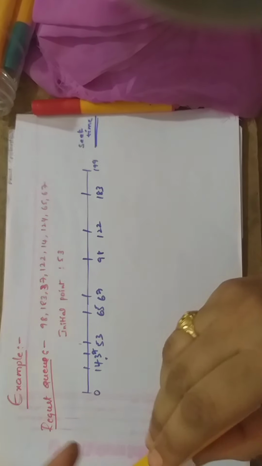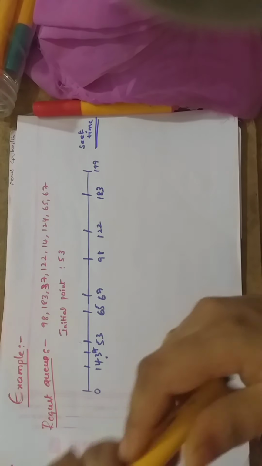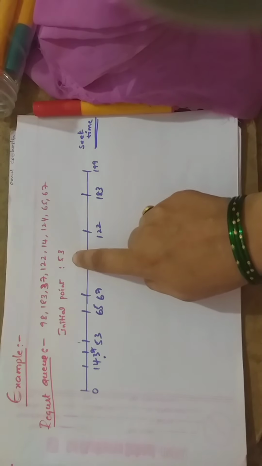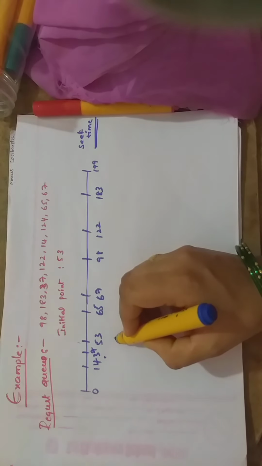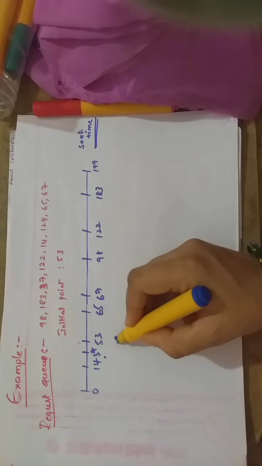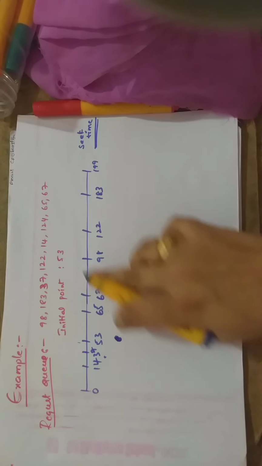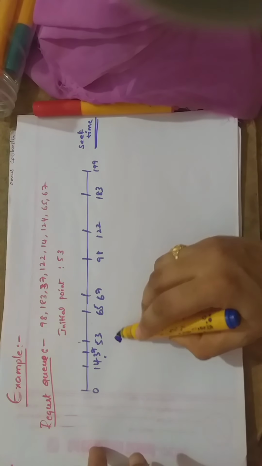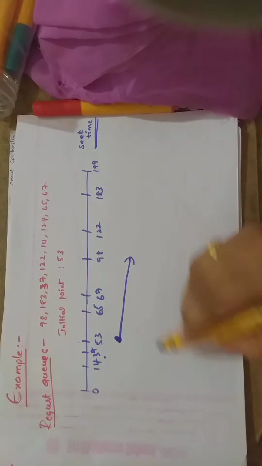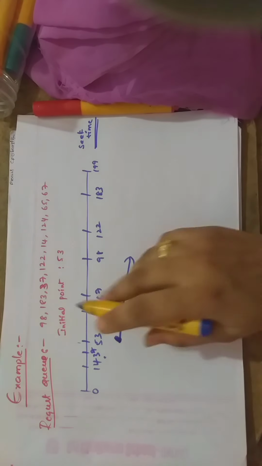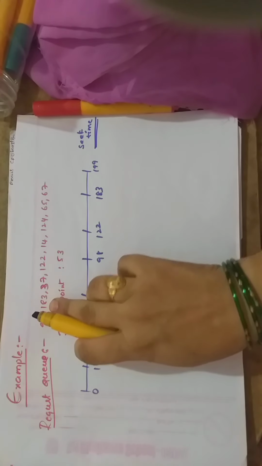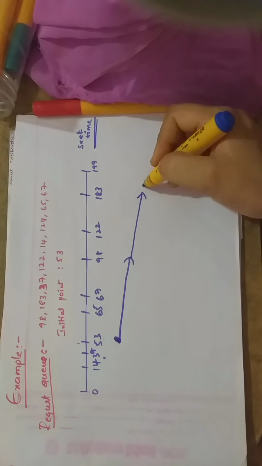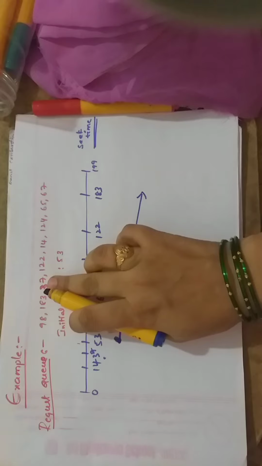What is the first request? 98. The initial point of the read/write head is 53. Now we are reaching from 53 to 98. Now we reached here. We access 98, and the next request in the queue is 183. Now again we reach 183, and we access the information at 183, and next 37.